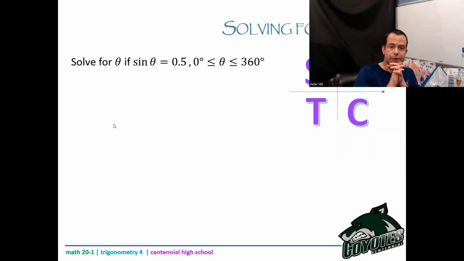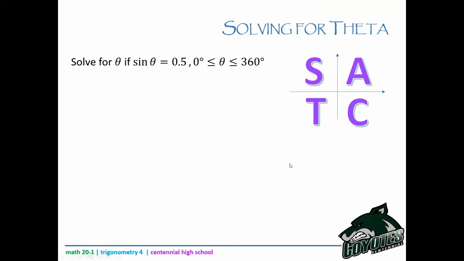The first question here is: solve for theta if sine of theta is 0.5 and theta is between 0 and 360 degrees. The first thing I want to talk about is this up here. I'm going to have this on every question. This is called the CAST rule. Different teachers call it different things, but it is just a quick reference as to who is positive in which quadrant.